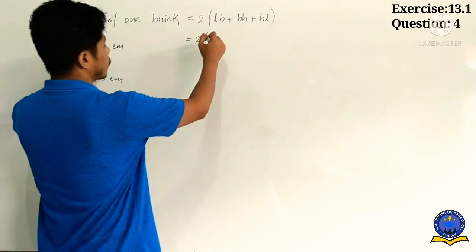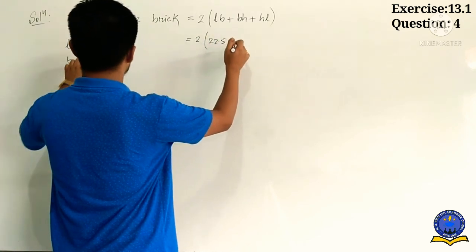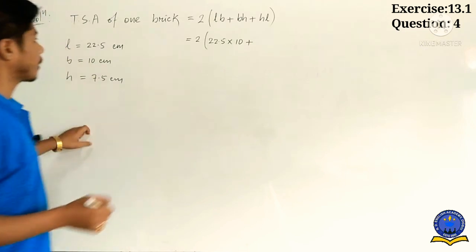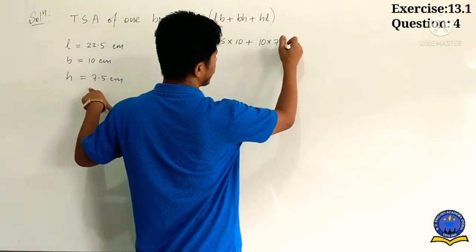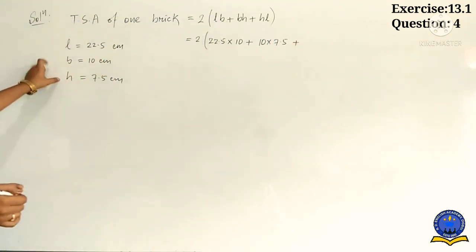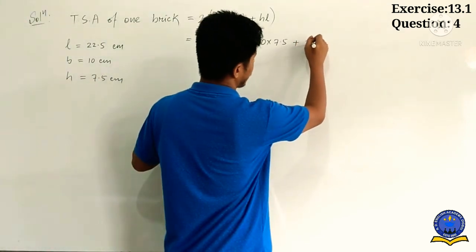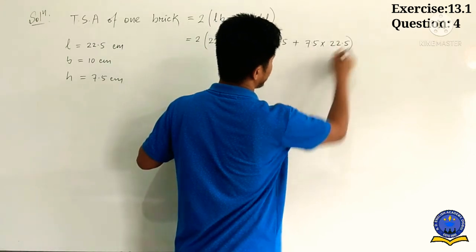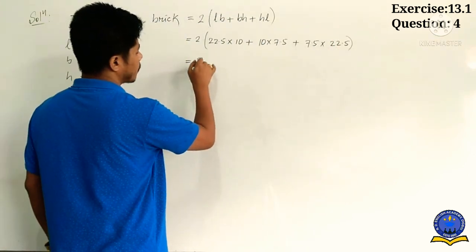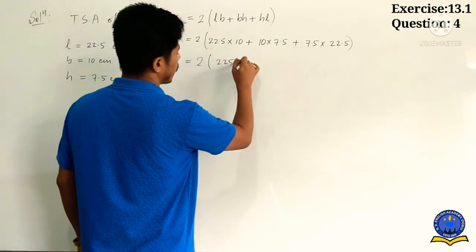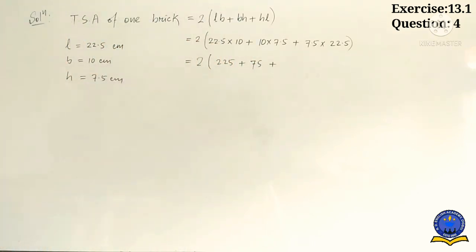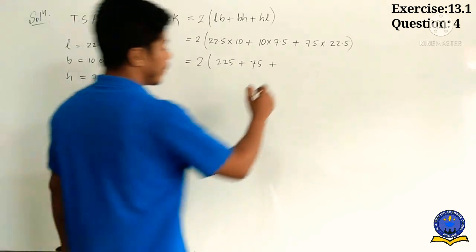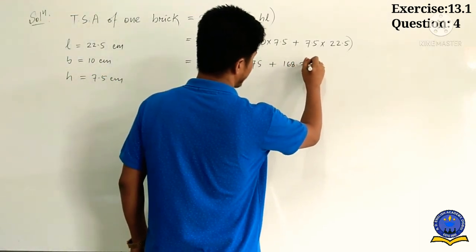So length equals 22.5, so we write 22.5 into breadth, that means 10, plus the second one, breadth into height, so 10 into 7.5, plus the third one, height into length, that means 7.5 into 22.5. Is it clear? If we calculate, 2 times 225 plus 75 plus, and 7.5 into 22.5 we get 168.75.